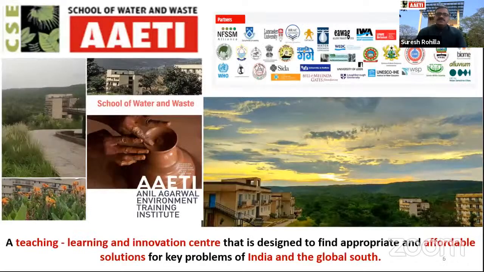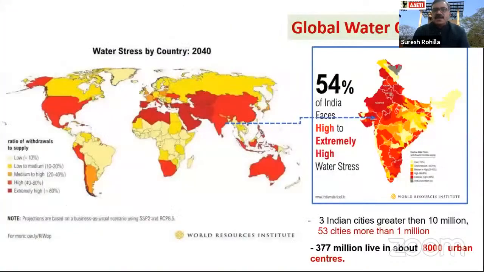The School of Water and Waste has been fully operational for the last 3 years, and we have partnered globally with top universities, research institutions, and central and state governments. It has emerged as a teaching, learning, and innovation center that looks into finding appropriate solutions for key problems in India and the Global South. We have a community of practice and alumni of 5,000 plus people who have been interacting with us over the last decade, exploring sustainable and affordable solutions.